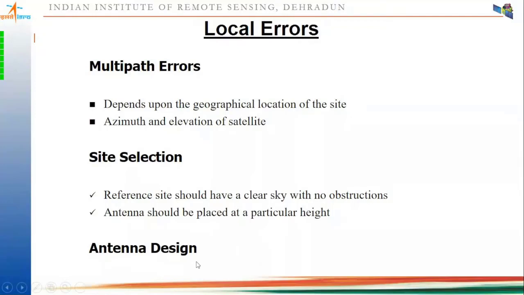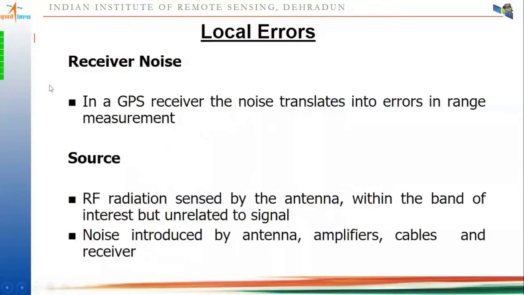Now we also have receiver noise. In a GPS receiver, because it is an electronic device, the noise translates into error in range measurements. So RF, radio frequency radiation sensed by the antenna within the band of interest but unrelated to the signal, and noise introduced by the antenna, amplifiers, cables, and the receivers.